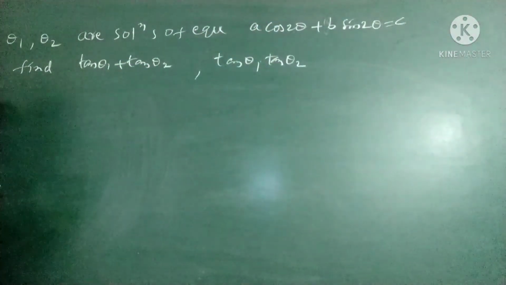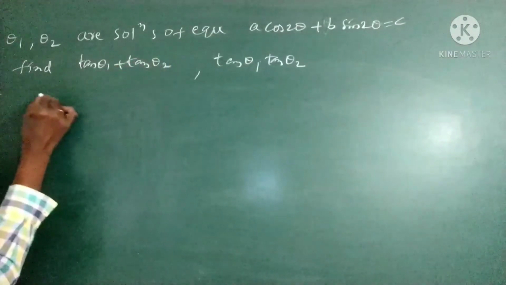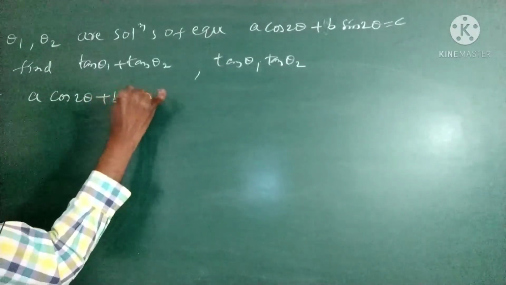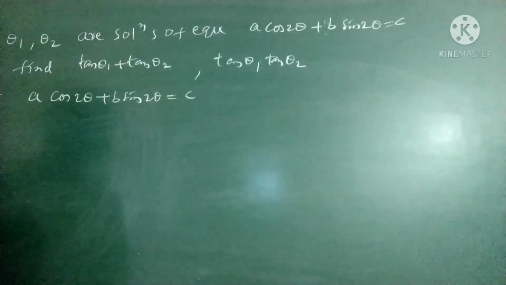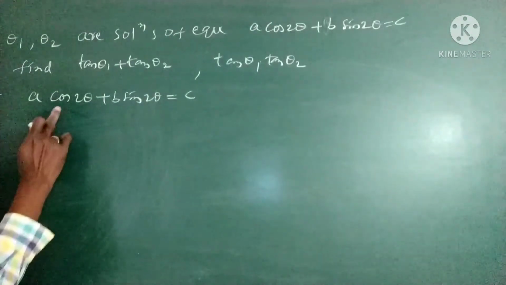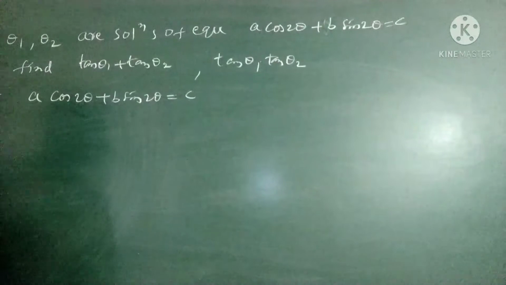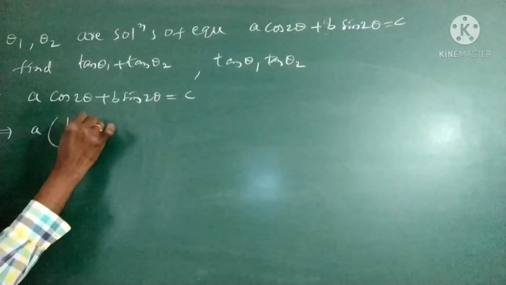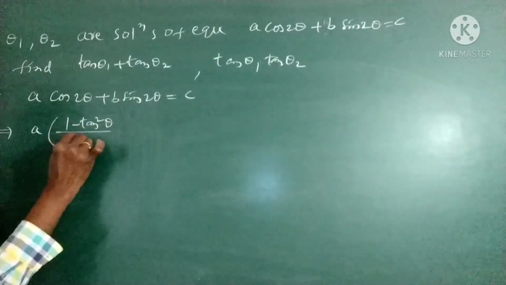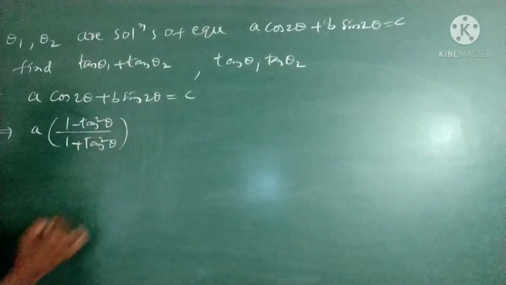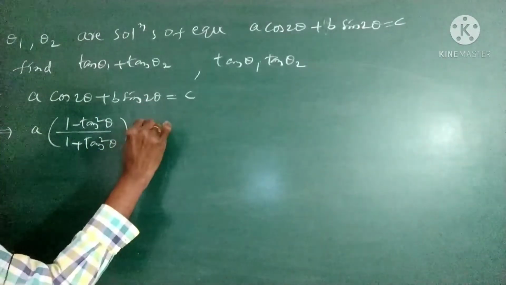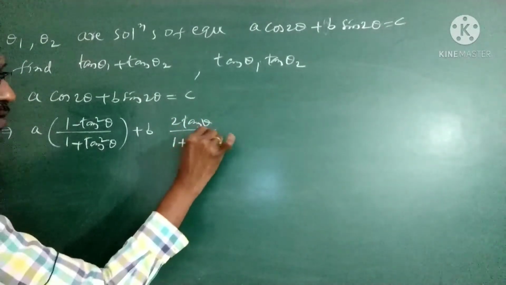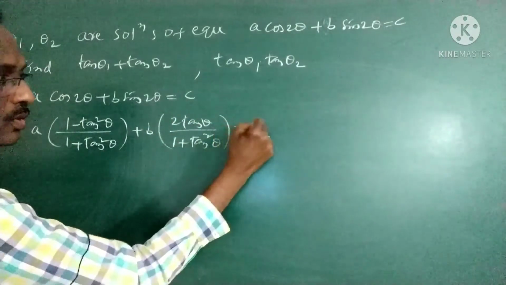So solution to the problem, given that a cos 2 theta plus b sin 2 theta equals c is given. Write this in a tan formula. What is the cos 2 theta in tan function? 1 minus tan square by 1 plus tan square. Write the formula. This implies a of 1 minus tan square theta by 1 plus tan square theta. Similarly, sin 2 theta, write in tan function. What is the formula? 2 tan theta by 1 plus tan square theta equals c.